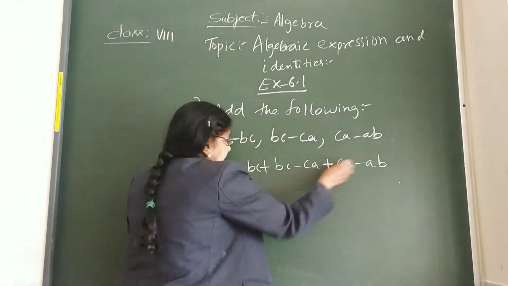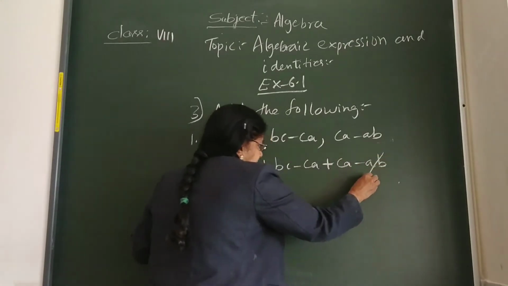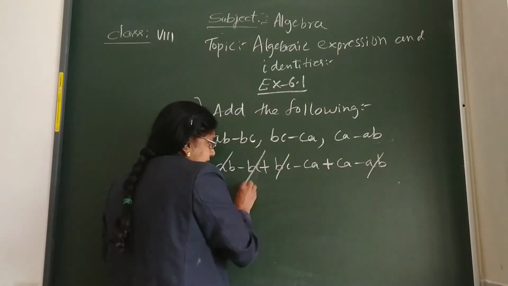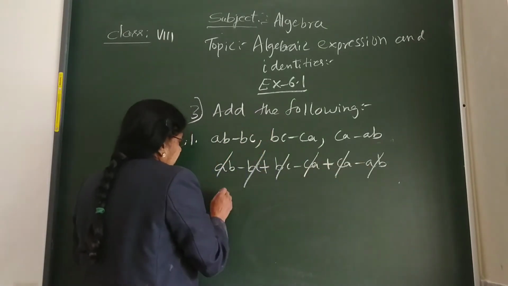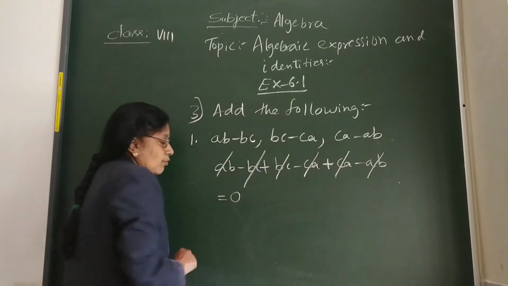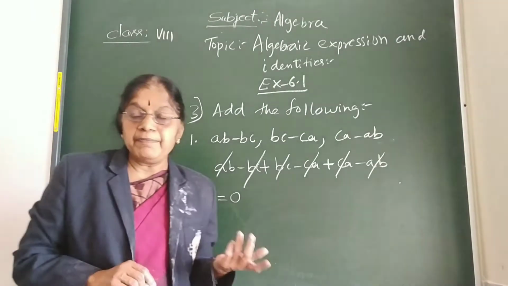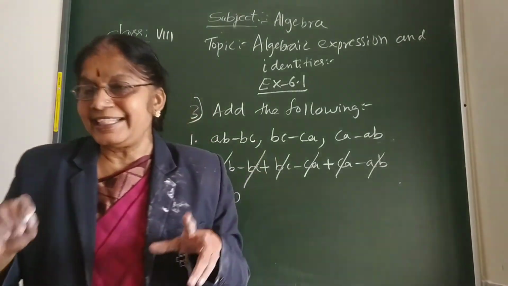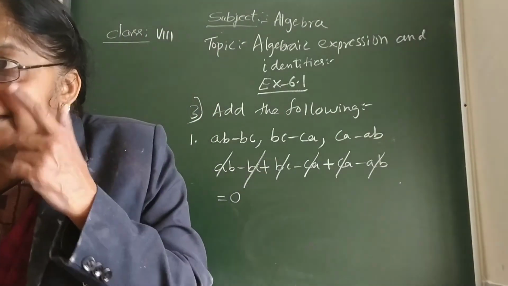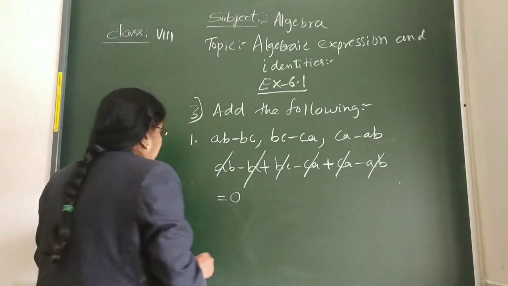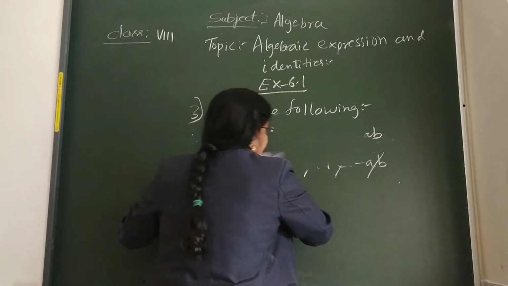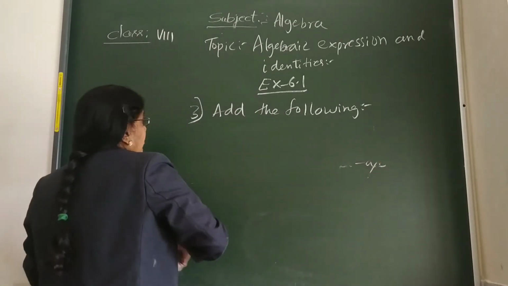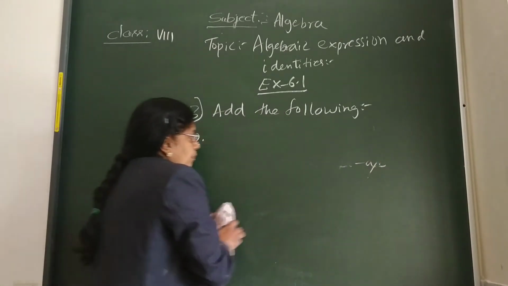Let us see. Plus AB minus AB, what happens? Cancels. Plus BC minus BC cancels. Plus CA minus CA cancels. So you will get the answer as what? 0. Why? Because the variables are the same with different signs. So you call it 0. So this is sum number 1 in exercise 6.1.